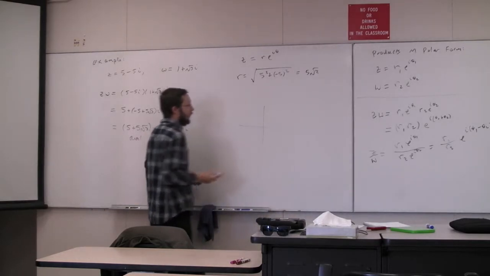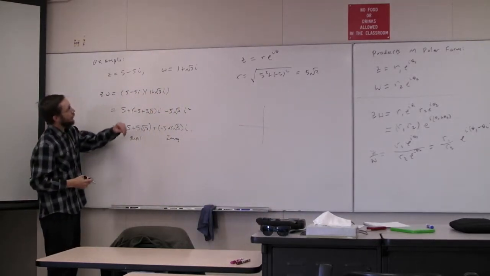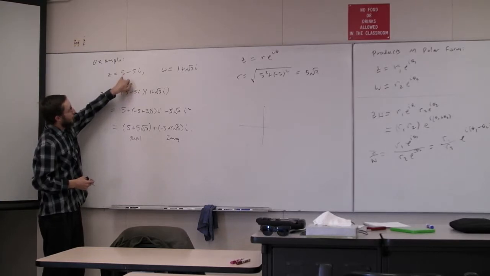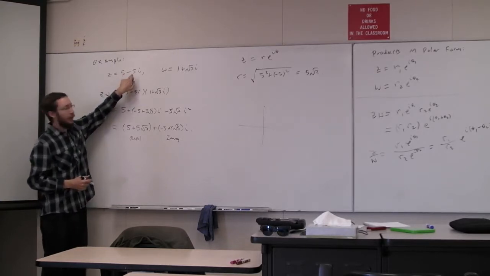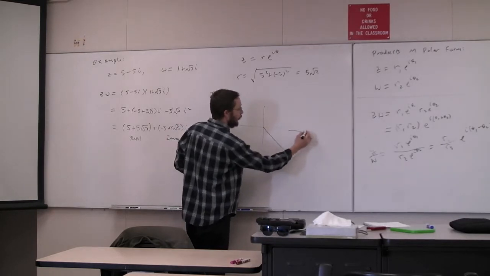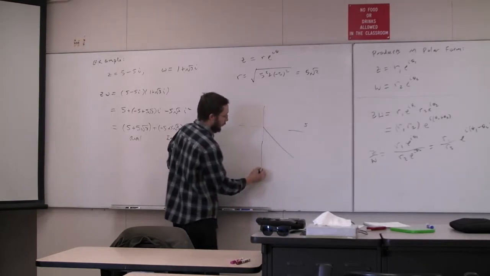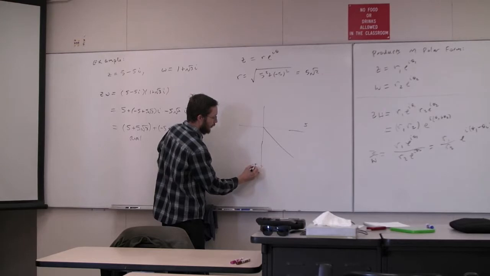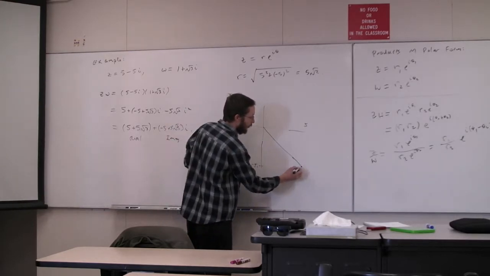So we can see where this thing's going to live, right? The real part is positive, imaginary part's negative, so it's going to be down in this region here. 5 minus 5i. So here's our complex number here.